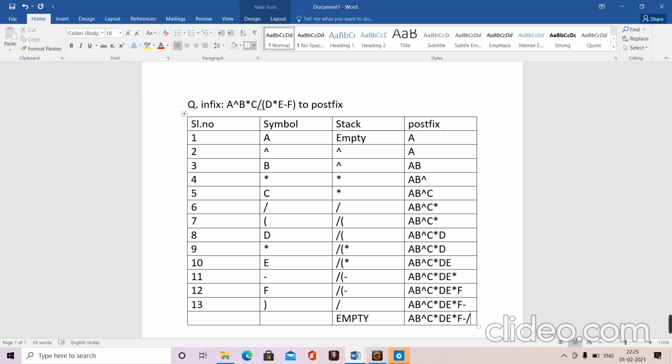All right, next we will be doing the evaluation of a postfix expression. Now this is one example of an arithmetic expression. If I give you some numerical values for the conversion of infix to postfix, how will you do it? We will take one example.